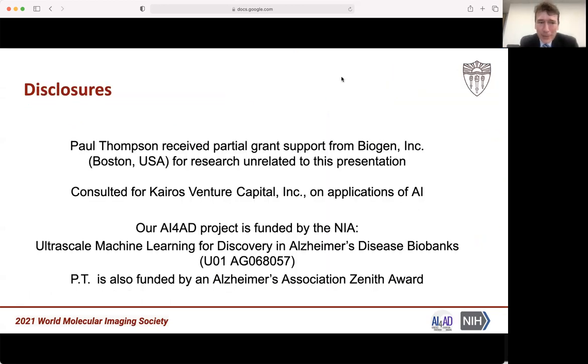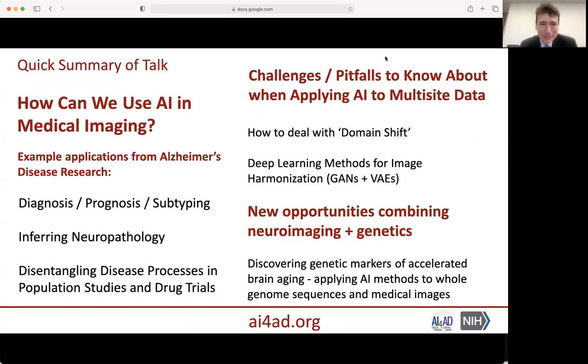So just a couple of disclosures. I received partial grant support from Biogen and Kairos Venture Capital on applications of AI. We'd also like to acknowledge the funding from the NIH and the Alzheimer's Association in supporting these machine learning projects.